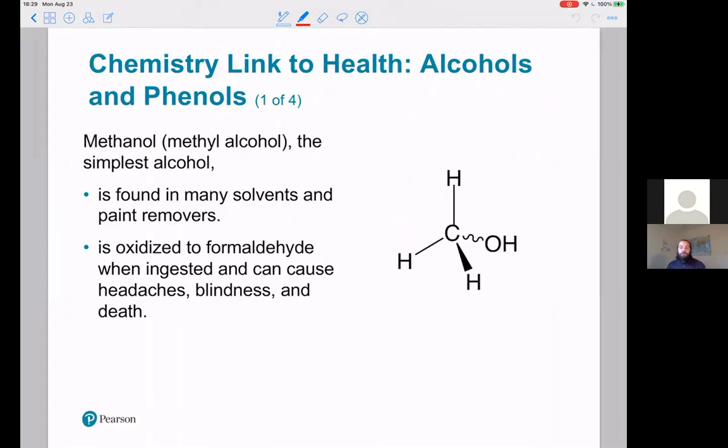Methanol is the simplest possible alcohol where you just have one carbon bound to an OH group. It's found in many solvents. In fact, that's an alcohol's most popular role in a chemistry lab, playing the role of a solvent. It turns out that methanol is quite dangerous because if you ingest it, it's oxidized to formaldehyde, which is toxic and can lead to blindness. We'll talk a little bit more about what it means to be oxidized when we get to reactions.